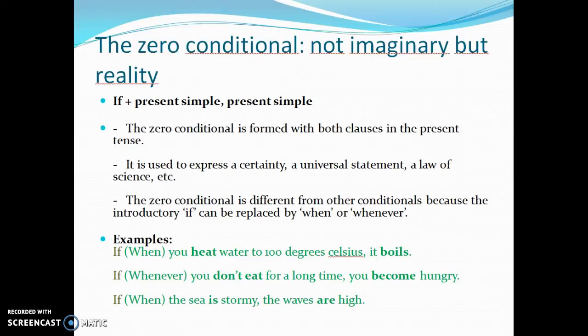The zero conditional is different from other conditionals because the introductory if can be replaced by when or whenever, because it refers to something real that we have all agreed upon. For example, if or when you heat water to 100 degrees Celsius, it boils. If or whenever you don't eat for a long time, you become hungry. If or when the sea is stormy, the waves are high. Everybody believes this to be true, so this is an example of the zero conditional.